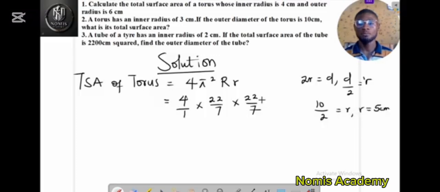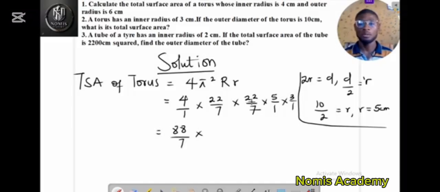So this would be multiplied by 5 over 1. Let's cut this part off. Multiply by 3 centimeters over 1. So we have 4 times 22, that should be 88 over 7, multiplied by 22 times 5, which is 110, divided by 7, multiplied by 3 over 1.